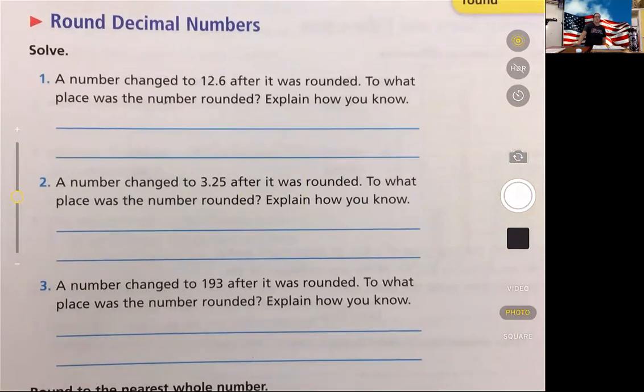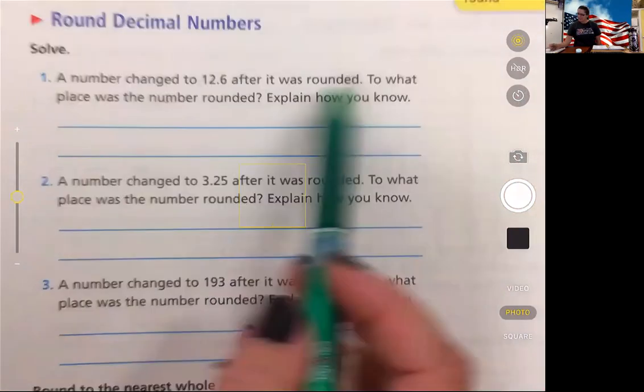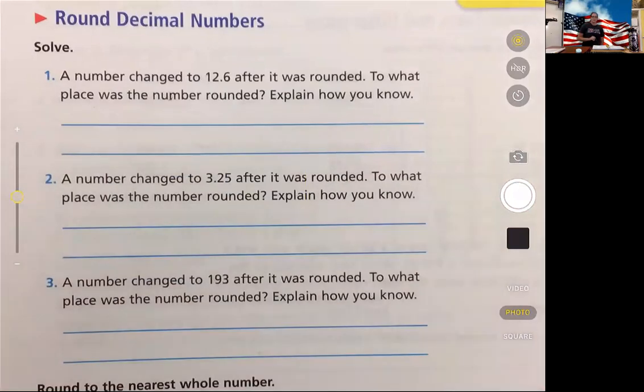So we start off with a number changed to 12 6/10 after it was rounded. Tell to what place the number was rounded. Explain how you know. They kind of jump in the middle of rounding decimals, really. I wish they would have taken it a little bit slower, but you did do some rounding of decimals last year, so this is a little bit of a review.